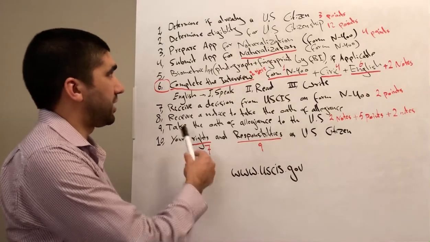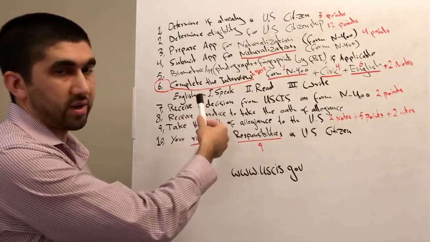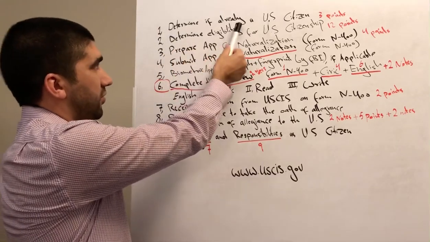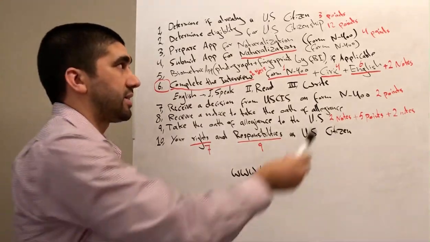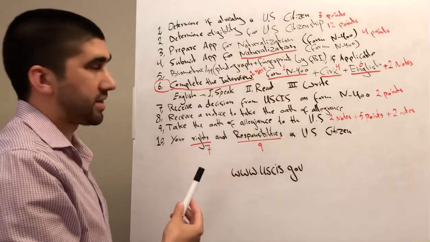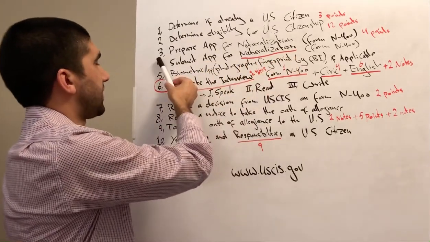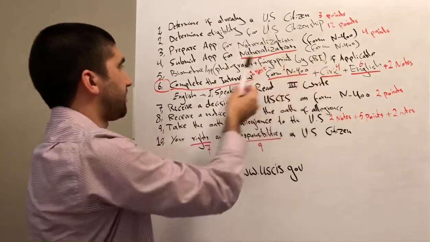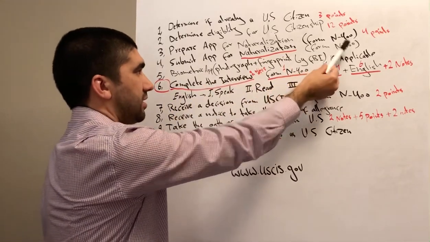Now, coming to the point, I would like to name all these 10 steps, and then for the second time I'm going to explain them in detail. The first step is called determine if already a US citizen, which means you could already be a US citizen. We have 3 points here that I will explain in a bit. The second one, determine eligibility for US citizenship. Then the third, prepare the application for naturalization, or the form N-400. And then the fourth, submit the application for naturalization, again form N-400.